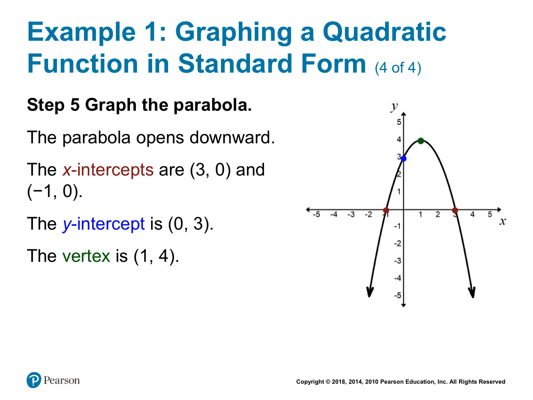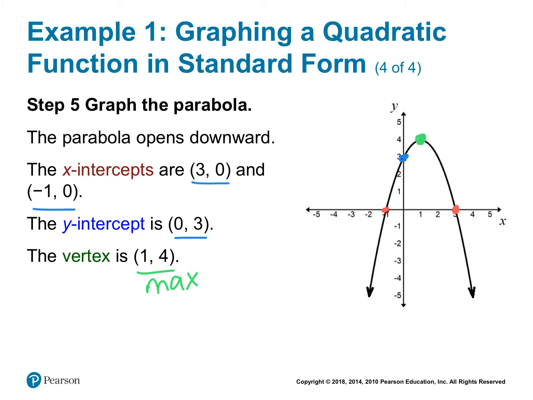In step 5, we're going to graph it. So we know it's going to be opening downward. We found our x-intercepts earlier were (3, 0) and (negative 1, 0). So that's where these red points come into play. The y-intercept is (0, 3) right here. And then our vertex, I mentioned this earlier, is going to be the maximum of the parabola. So (1, 4) is right here. So that's enough points where I'm going to be able to make a good parabola.